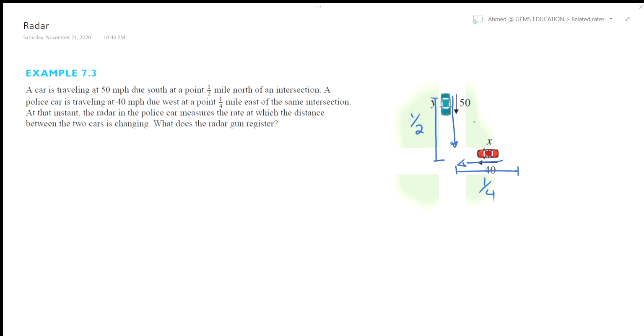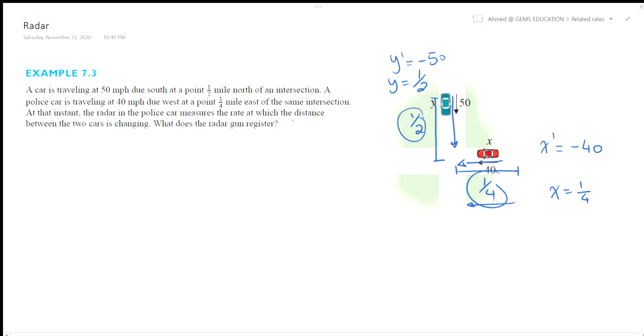If this is what we call x and this is what we call y, the rate of change of y, the speed of y, is -50 because it's going downwards, and the speed of x, x prime, the rate of change of x, is -40 because again it's going in this direction. So these are the first things I know. I also know that x itself is equal to 1/4 mile, just like what's given in the question, and that y itself is equal to half, just like what's given in the question.